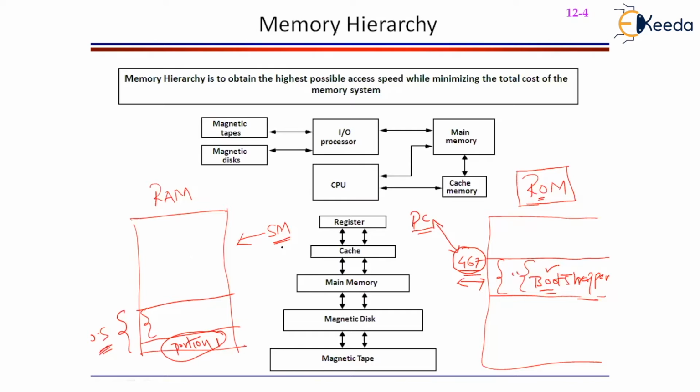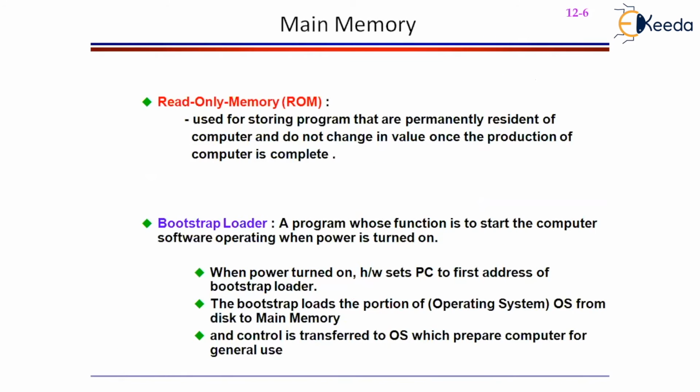Once after the system is switched on, from secondary memory to RAM. Essentially, RAM is going to hold programs which cannot be erased. Bootstrap Loader is one such program. As shown, when the power is turned on, hardware sets the program counter to the first address of the Bootstrap Loader.